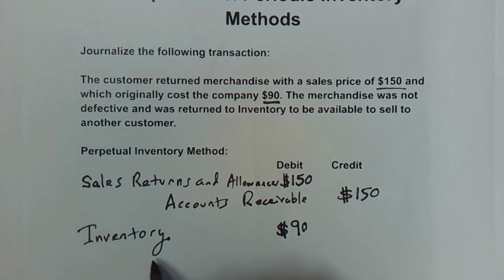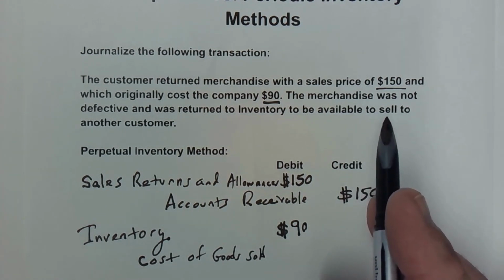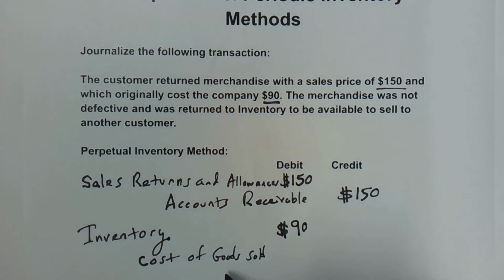And now we're going to credit our cost of goods sold. If you recall, in the sale transaction, we had debited our cost of goods sold for the inventory price, and now we're going to credit it for that same $90, and so our transactions balance. You have now properly accounted for the return of merchandise under the perpetual inventory method.